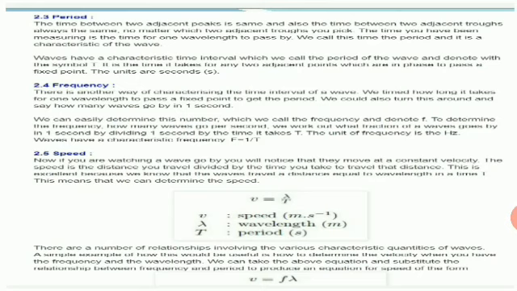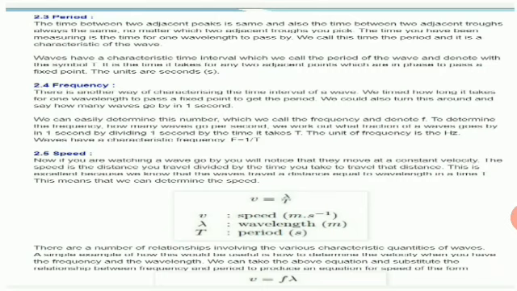Then there comes the frequency, and the frequency is denoted by the sign ν. The number of waves which pass through a given point in 1 second is known as the frequency. The unit of frequency is cycles per second, or simply per second. The standard unit of frequency is also taken as 1 Hertz, and 1 Hertz is equal to 1 cycle per second.